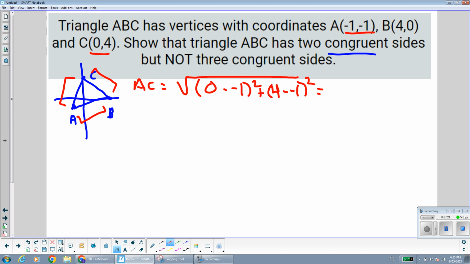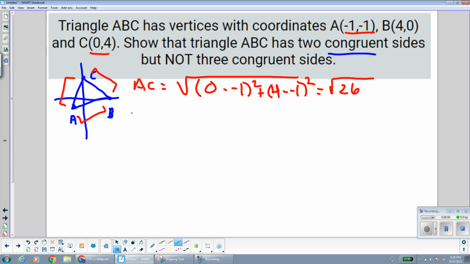I'm just going to put what's underneath the radical into my calculator all in one shot. So I'm going to put in 0 minus -1 squared plus 4 minus -1 squared. And when I hit enter, I get 26 underneath the radical. That's an example of when you're not going to want to put the radical into the calculator, because if you type radical 26 in, you get a really, really long decimal that goes on forever because it doesn't simplify to a whole number. That means it's irrational. So since the question doesn't ask us to round, leaving it as the radical would be the exact value.